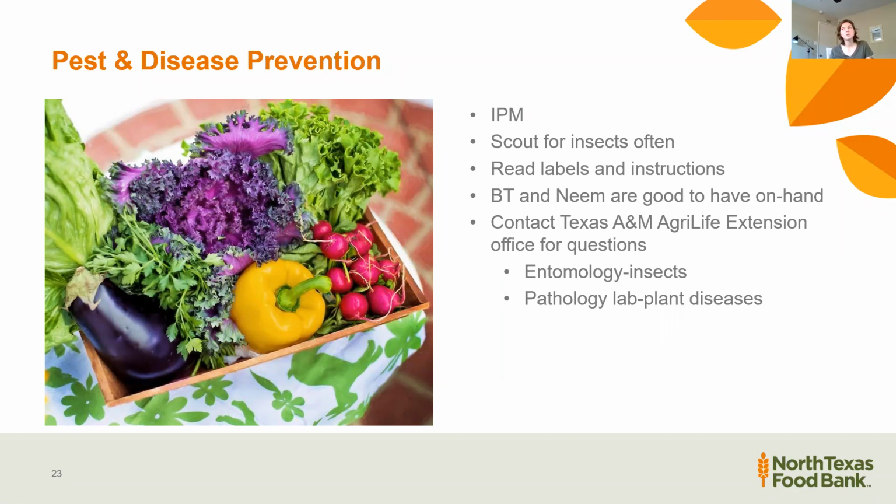On their website, or you can just Google Texas A&M AgriLife Extension Plant Pathology Lab or Entomology Lab, you'll find directions on how to send things to them, and they'll get the reports back to you. So if you really have a problem, reach out to them as well. And even the master gardeners in the area, I think they can come out and consult with you. So that could be something to do as well.